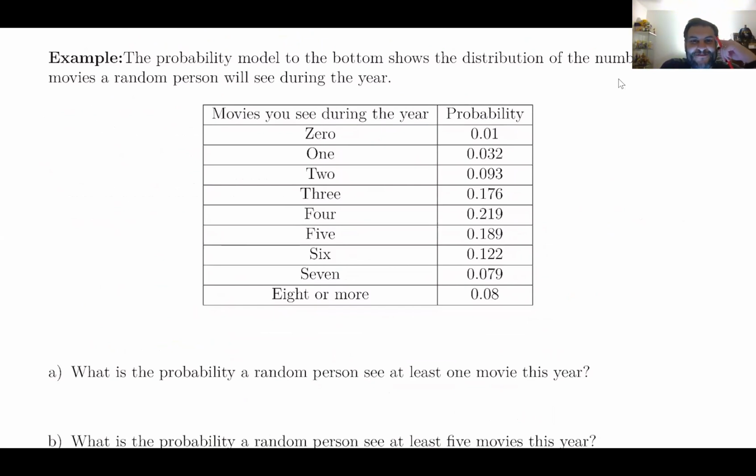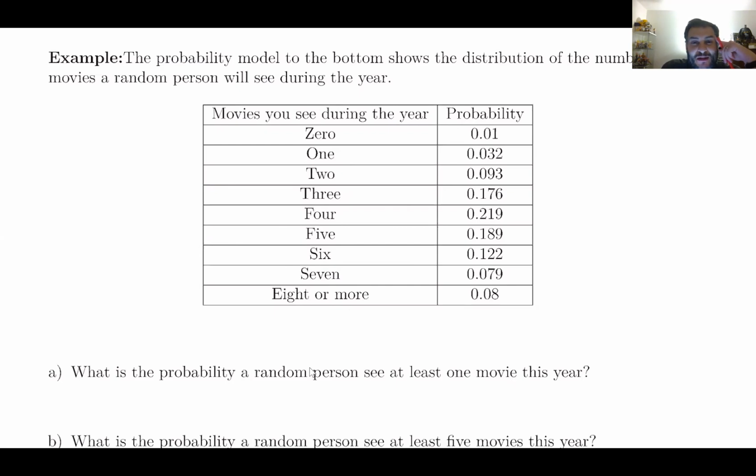For this one, it said the probability model at the bottom shows the distribution of the number of movies a random person will see during the year. This will be before COVID, so all of these numbers should be way higher now. A person could watch 0 movies throughout the whole year, 1 movie, 2, 3, 4, 5, 6, 7, or 8 or more movies. For part A, it says, what is the probability a person sees at least 1 movie this year?